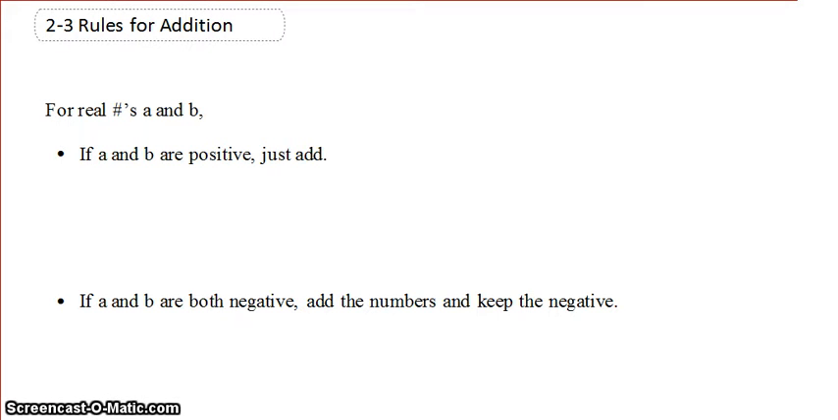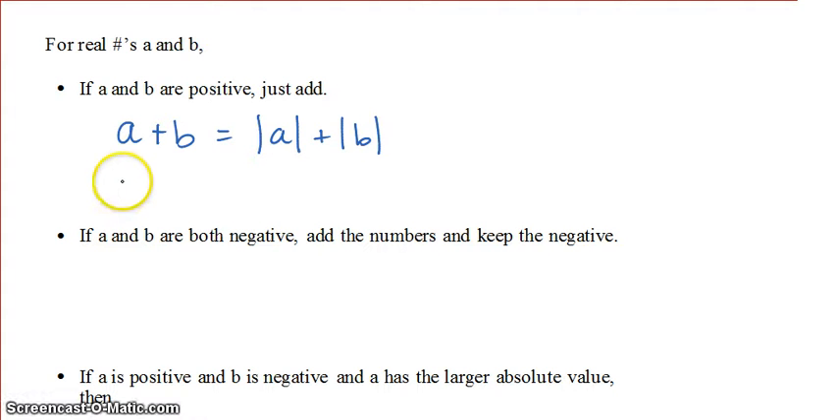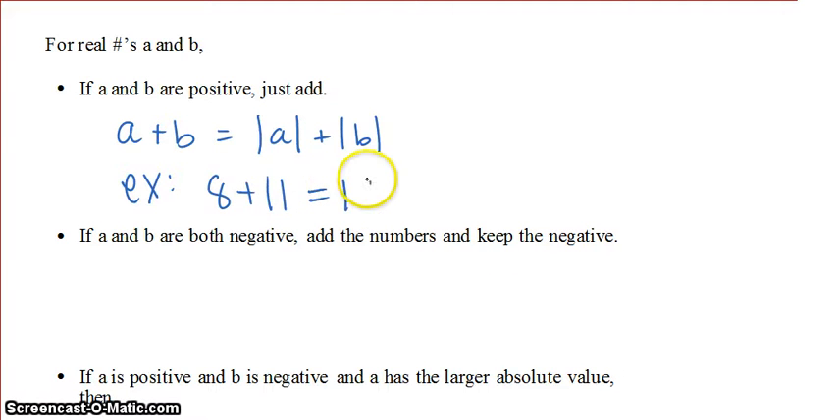Okay? So, for real numbers A and B, if A and B are positive, you just add them. So if you have A plus B, then you're just going to add them. So that's the absolute value of A plus the absolute value of B, because they're already positive. It's going to be the same thing. Example: 8 plus 11, add them together, you get 19. So if they're both positive, just add.